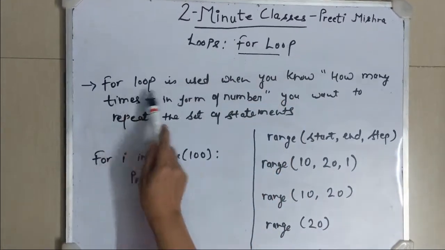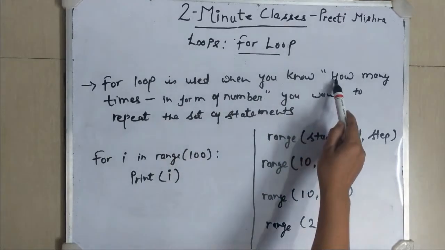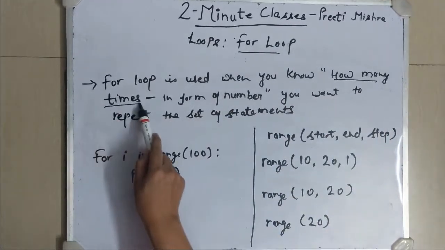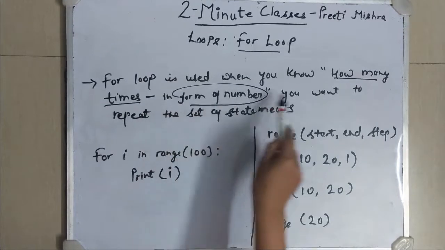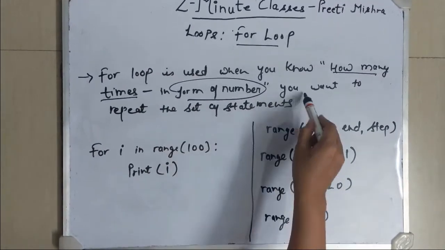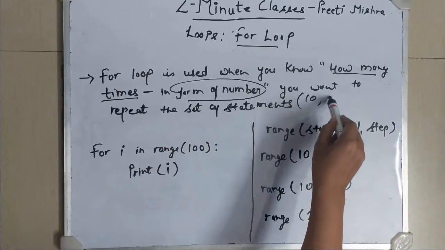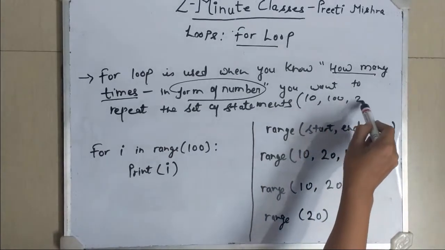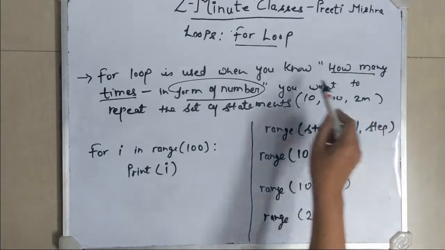So a for loop is used when you know exactly how many times, in the form of a number, you want to execute a set of statements. So when you are aware that you want to execute the set of statements 10 times, 100 times or 2 million times, in that case you are going to use a for loop.